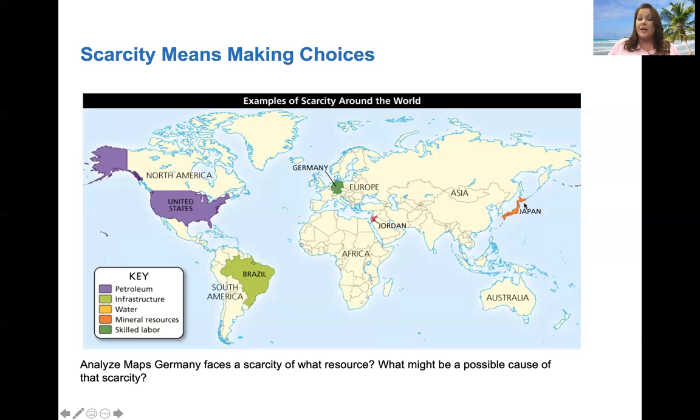Now, Japan's this little island over here, and it has a shortage in mineral resources. So it relies on importing and exporting to other countries to get those resources in. Jordan here, it looks pink and then it's yellow. Yeah, that's the desert. Do you think they have a lot of water? No, they have a shortage of water. Water's always scarce, but they have a shortage of it. And then in Germany, they have a shortage of skilled labor.